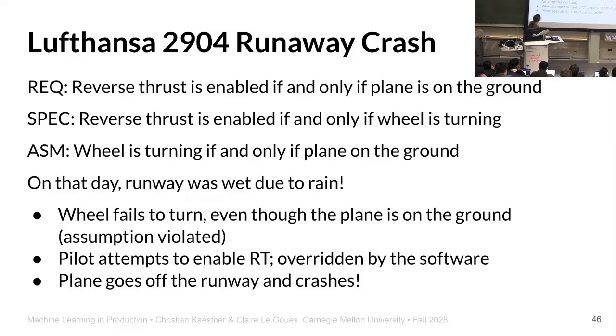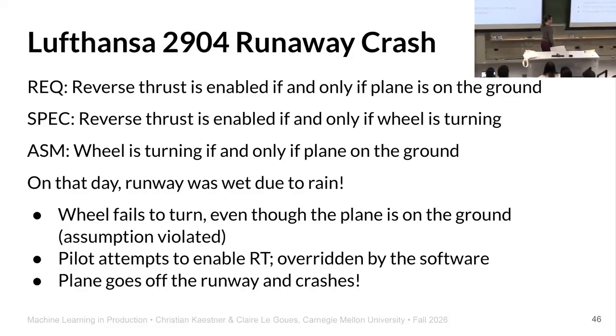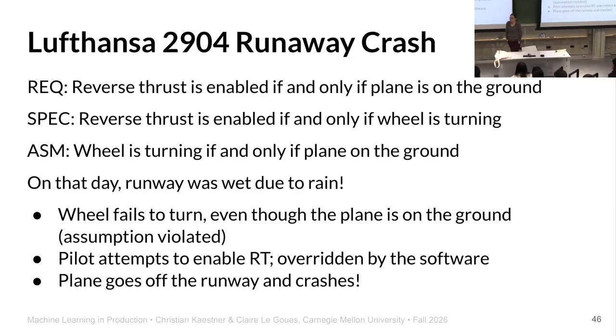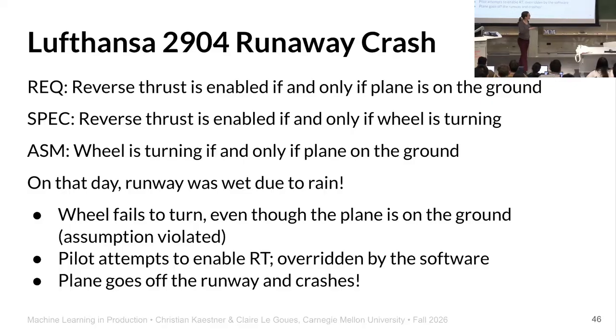So here, wheels are failing to turn even though the plane is on the ground, assumptions violated, right? And there wasn't enough weight because of the wind. And there are a lot of examples like this, some of them less dramatic, some of them more dramatic. I could do a whole lecture on the 737 MAX. I'll try and spare you.